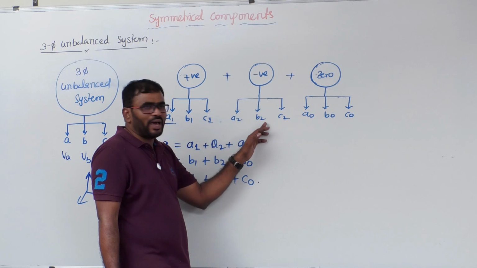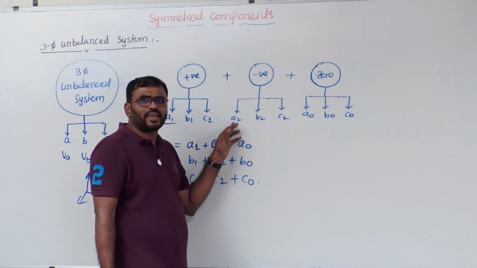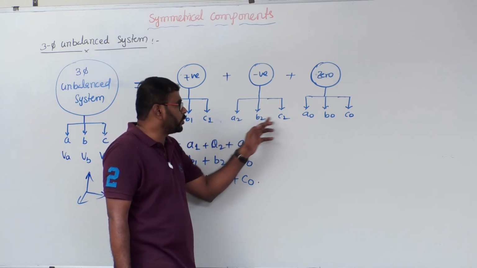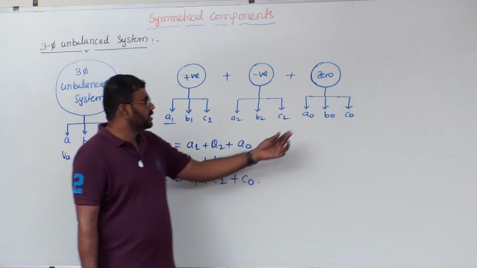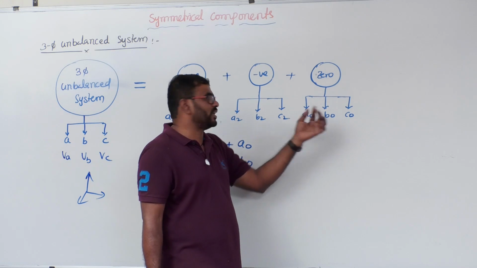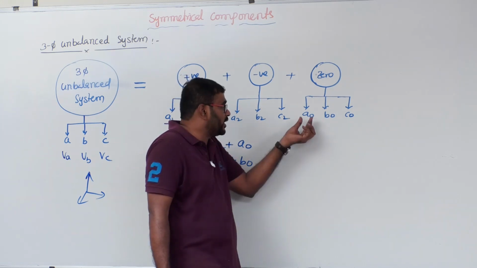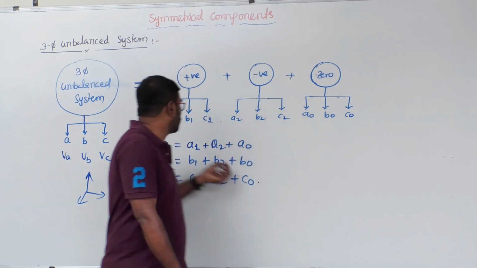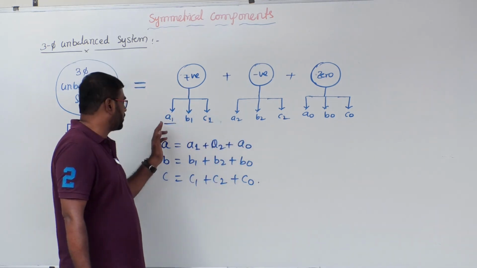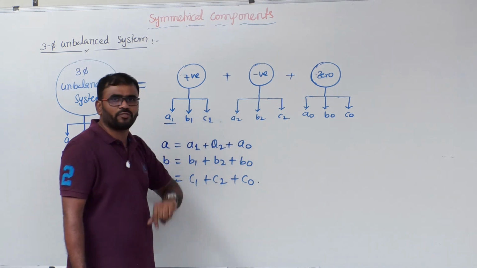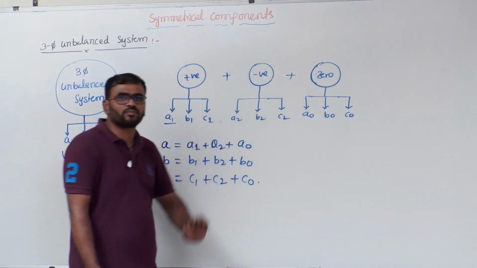Similarly, this is also a balanced system. We are just calculating A2. B2 and C2 can be calculated in terms of A2. B0 and C0 we can calculate in terms of A0. That means we are only calculating A0. We are solving for A1, A2 and A0. Then B1, C1 we can write in terms of A1. B2, C2 we can write in terms of A2. B0, C0 we can write in terms of A0.